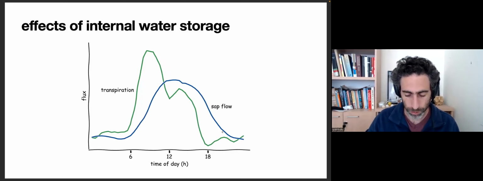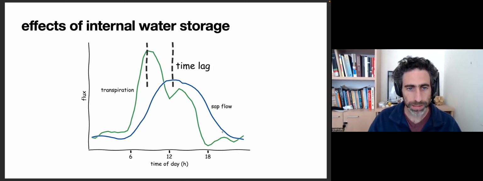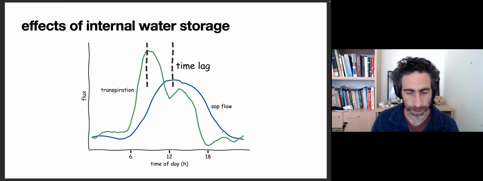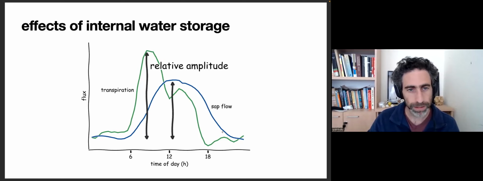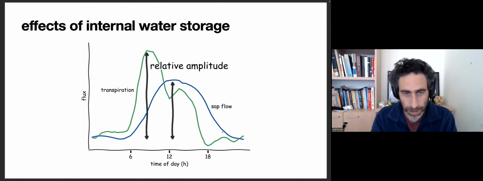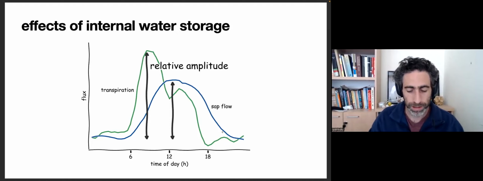Okay, so those are the two basic fluxes. Let's find a few patterns in this cartoon picture. First of all, we see that those two fluxes peak at different times. They don't go together. So I find a time lag between those two signals. The second is they have different relative amplitudes. At least for this one cartoon, on this specific day, the transpiration peaks higher than the peak sap flow.